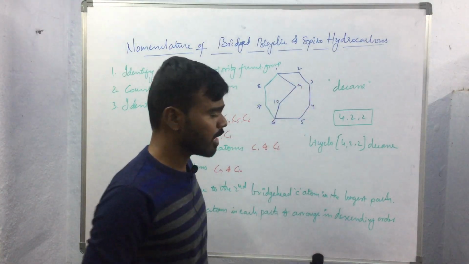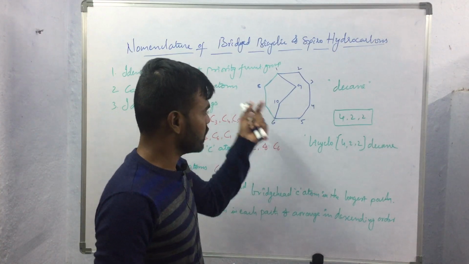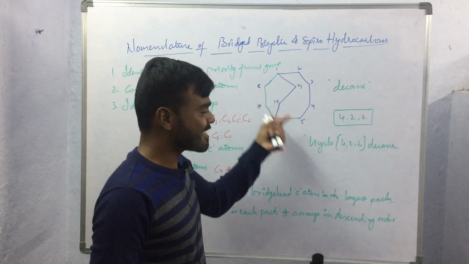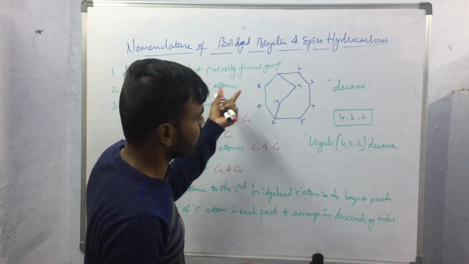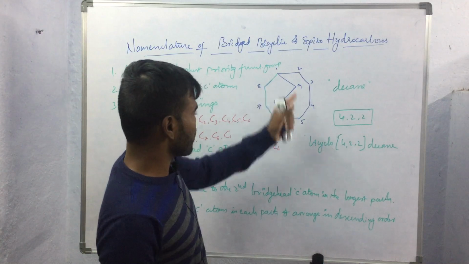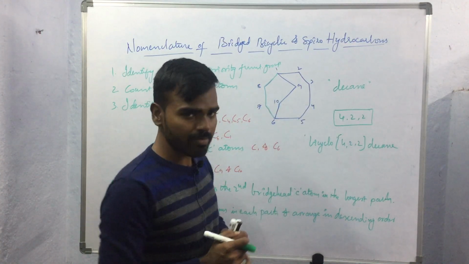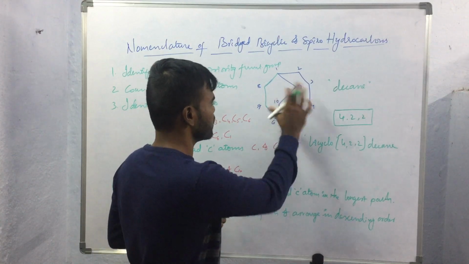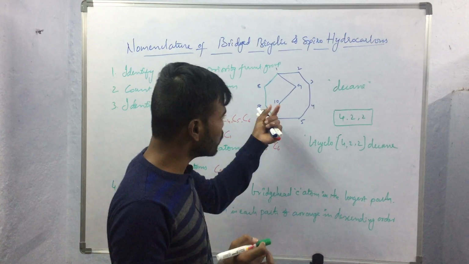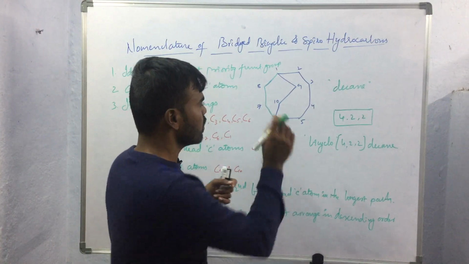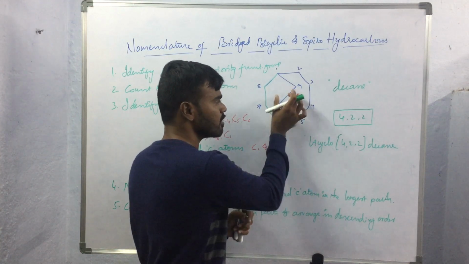In this compound, we can easily identify that this is a saturated compound, so we will be selecting the suffix "ane". Secondly, we have to count the total number of carbon atoms. If we count the carbon atoms present in the compound, we get 10 carbon atoms, so the respective prefix to be used is dec. The combination of the prefix and suffix, dec plus "ane", decane, will be the root name of this compound.